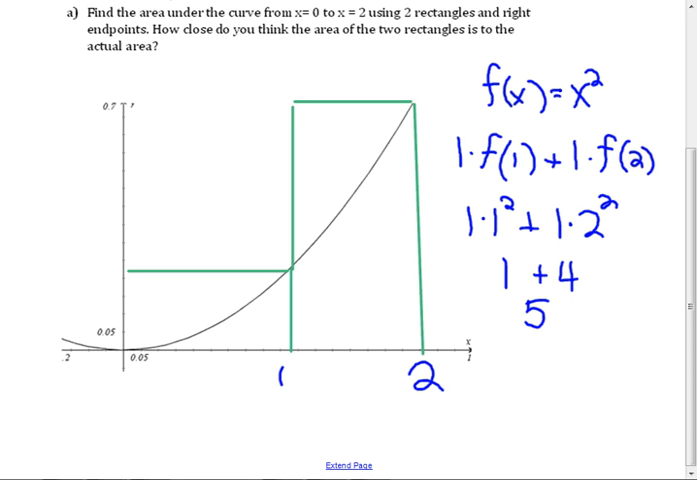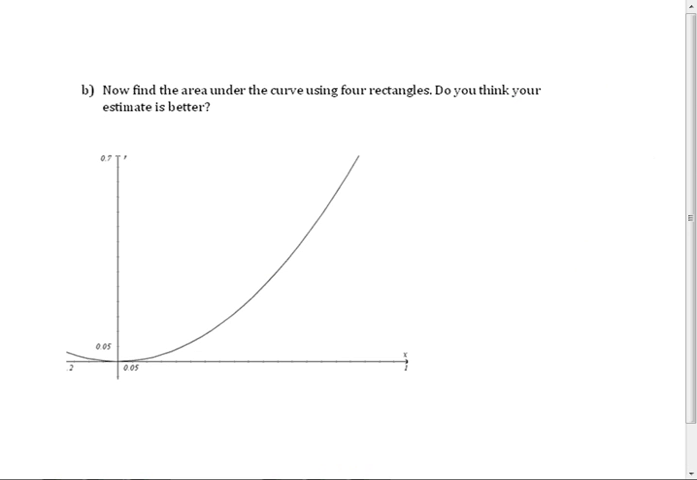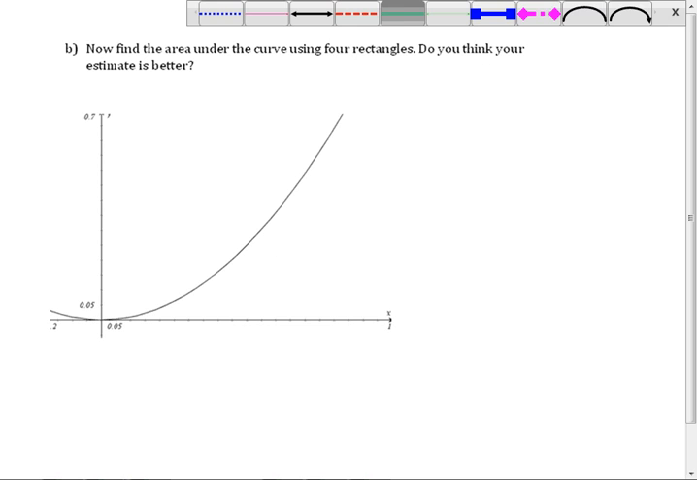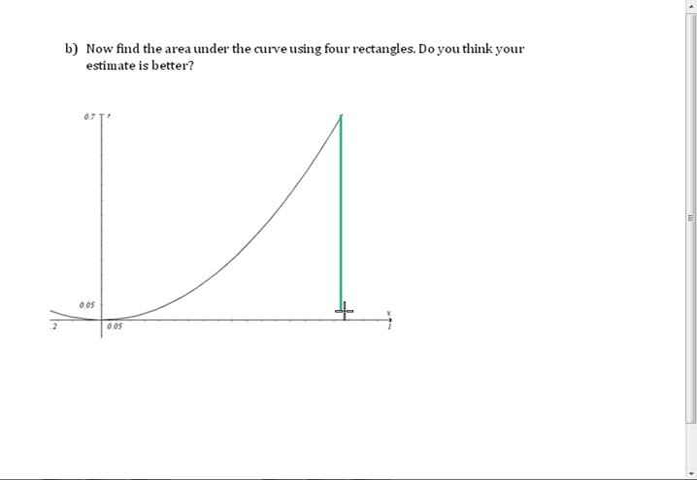Is that okay? That's a little better. Any problems with that? We've been doing this. If you did the homework, you've been doing it. Okay, let's try 4 rectangles. Are we going to get better with 4? Yes or no? What do you think? Yeah. Now I'm going to do my best to get 4 in here equally spaced.